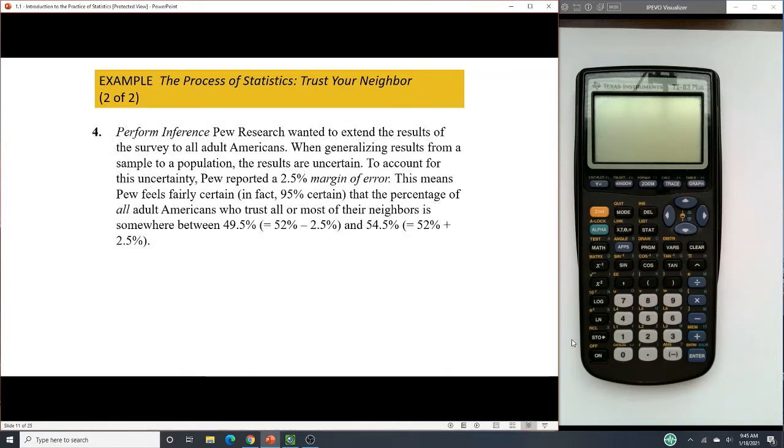And then finally, we look at an inference here. They wanted to extend the results to all Americans, so we generalize this. They feel pretty confident that the percentage of all Americans who trust their neighbors is somewhere between 49.5 and 54.5. Now again, we'll talk about margin of error and all those. They got these other numbers from later on, but they were able to make an inference there with pretty good certainty by the end of their process.